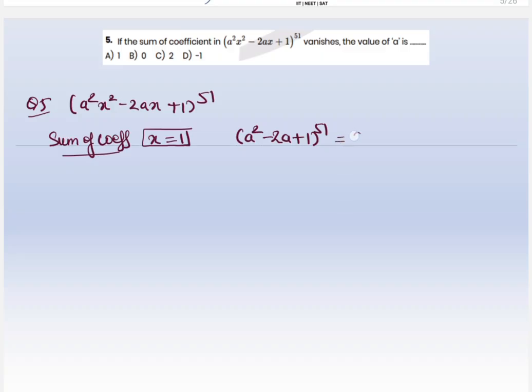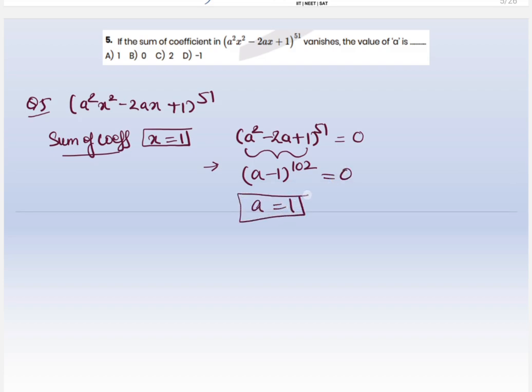Vanishes means the sum of the coefficients is 0, right? So then the value of A you need to find. This is nothing but (A minus 1) whole square, and (A minus 1) whole square to the power 51, that is 102. It's 0. So therefore A should be equal to 1. That's it. Question number 5.